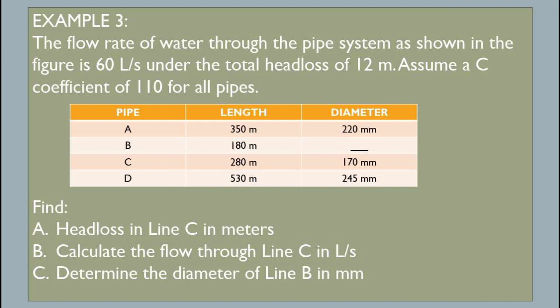So pipes A, B, C, and D are given the length and the diameter. A is equal to 350 meters with a diameter of 220 millimeters. B is 180 meters and the diameter is unknown. C is 280 meters and 170 millimeters in diameter. D is 530 meters and 245 millimeters in diameter. So A, find the head loss in line C in meters. B, calculate the flow through line C in liters per second, and C, determine the diameter of line B in millimeters.